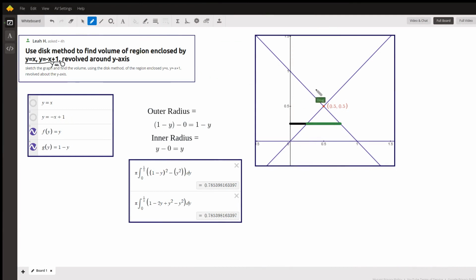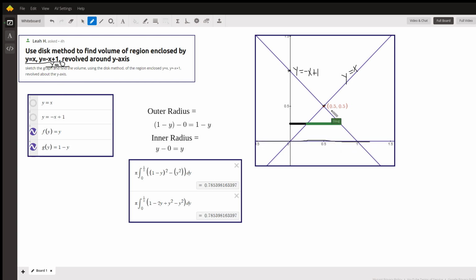Okay, for this problem, we've got the line y equals x, which is this line right here. The line y equals negative x plus 1, a line with the slope of negative 1 and the y-intercept at (0, 1), right here. If you set these equations equal to each other to find the point of intersection, you find out that it's (1/2, 1/2). And we're making the assumption that the other boundary line is the line y equals 0.